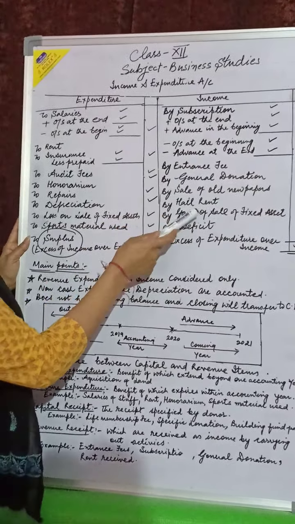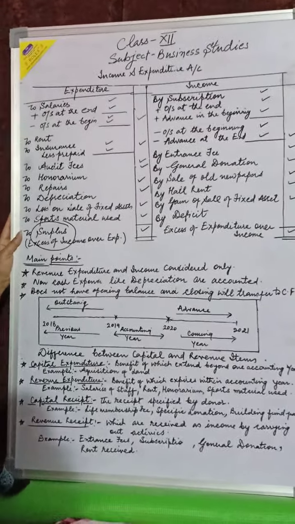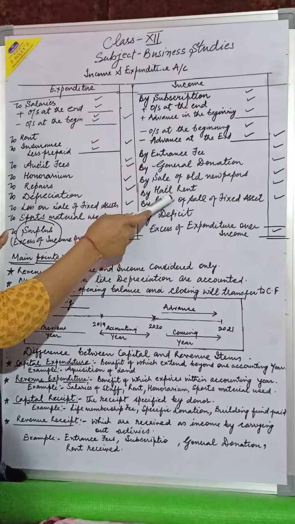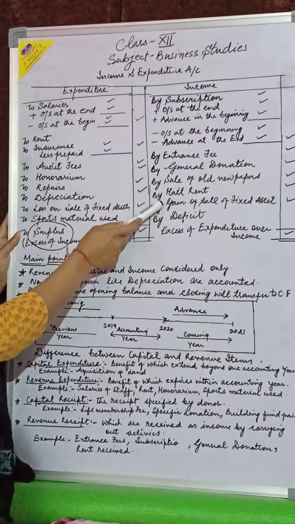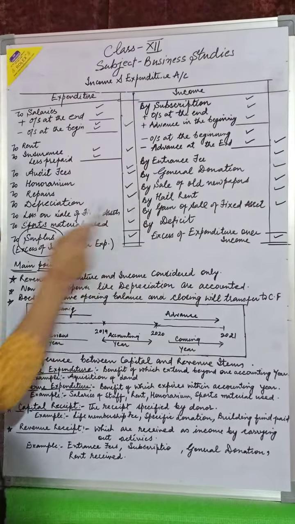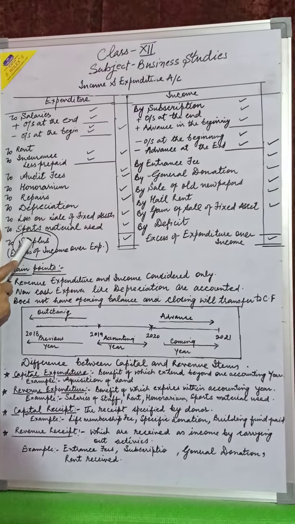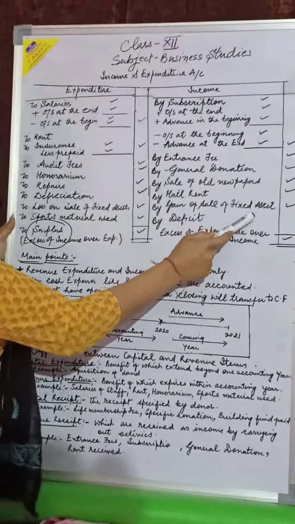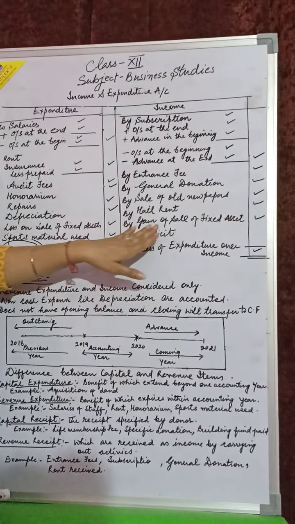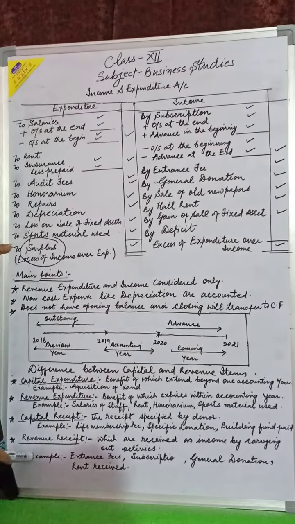Next is the hall rent. Suppose you have a community hall and that hall is given for some purpose, so the rent which is coming as an income will come to the credit side. Next is the gain on sale of fixed asset. Here we have taken the loss on sale of fixed asset. If it is a loss, it will come to the debit side. If by selling the fixed asset you have a profit, that gain will come to the credit side of the income and expenditure.